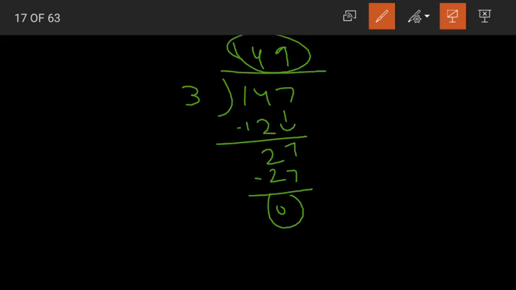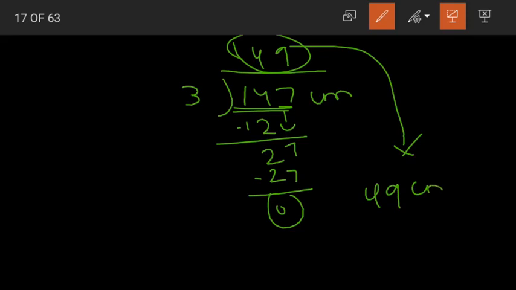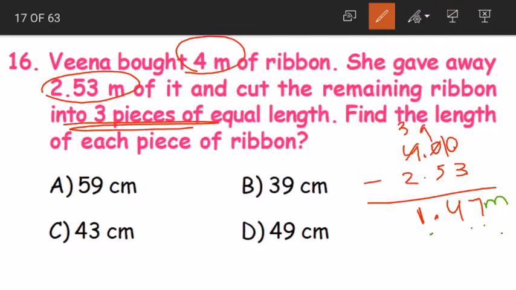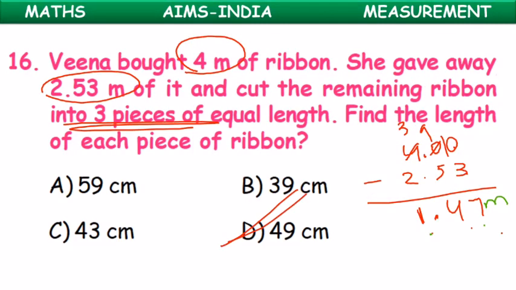So what is our quotient here? It is 49. What is this 147? It was 147 centimeters. So the quotient will also be written in centimeters. 147 centimeters divided into 3 parts. Then the length of each ribbon is 49 centimeters. That is our option D.